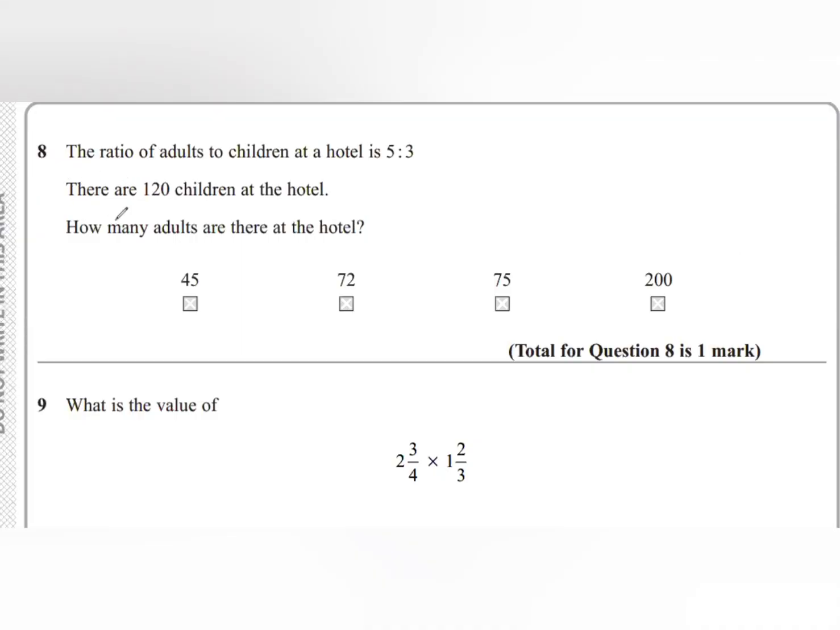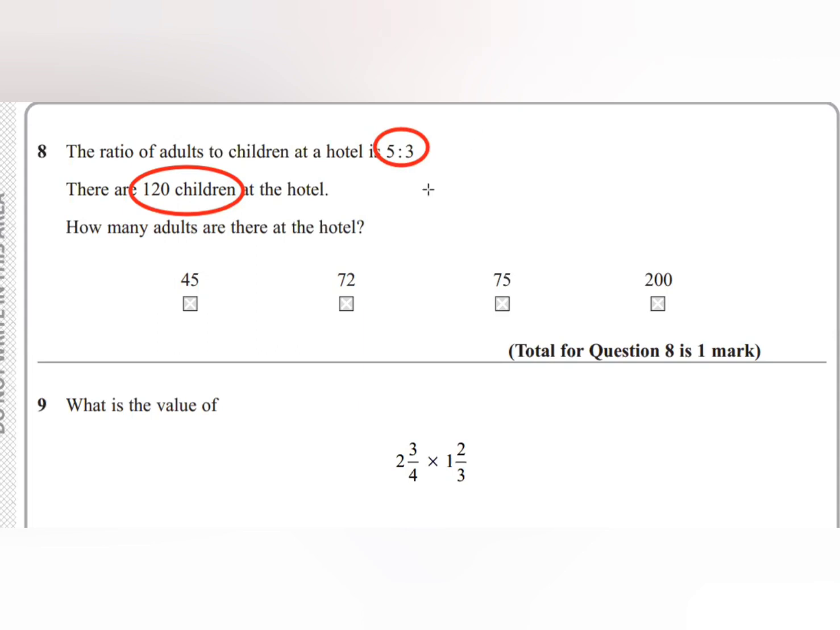Question 8. The ratio of adults to children at a hotel is 5:3. There are 120 children at the hotel. How many adults are there at the hotel? As you can see here, they gave us the number of children and the ratio of adults to children, and they need the number of adults.